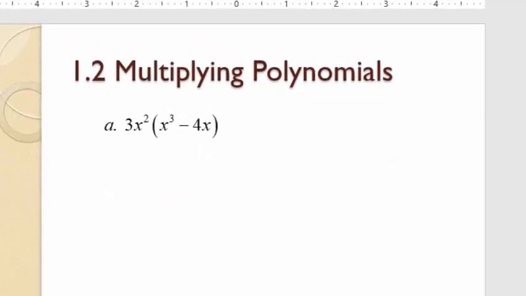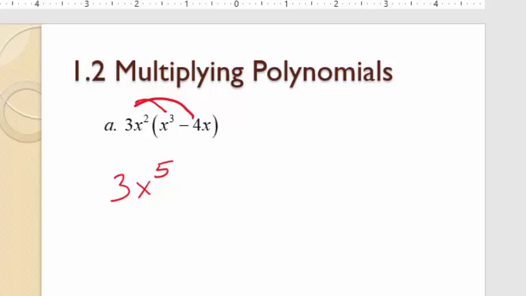Now multiplying polynomials is a little bit different. Here I have 3x squared times the binomial x cubed minus 4x. I'm going to be multiplying 3x squared times x cubed and 3x squared times negative 4x. That's called distributing 3x squared. Now when I multiply 3x squared times x cubed, I get 3x to the 5th power. I'm actually adding the exponents.